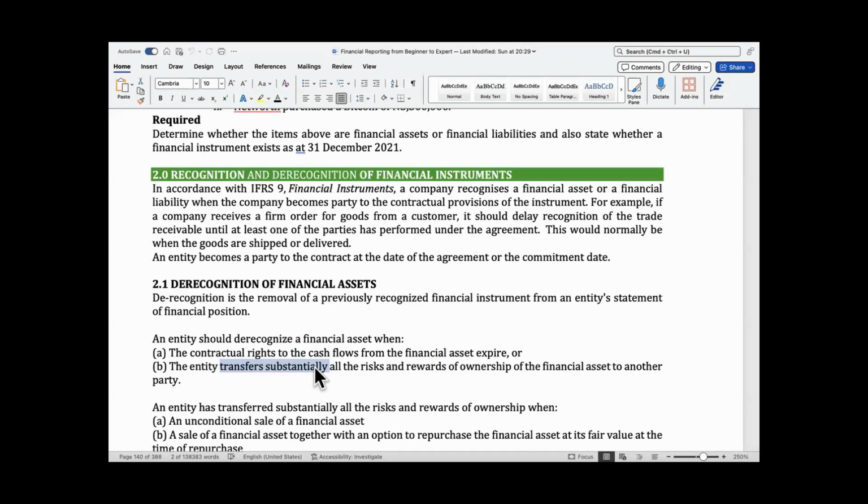Another scenario is if an entity has a loan receivable. They have a loan receivable, but they need money urgently. So they went to a securitization vehicle to securitize it, meaning they went to sell it. So they collected money outright. And they asked those people to go after those loan receivables. So with that, it means that their contractual right to cash flow has expired because they have collected money and they have transferred that right to another party.